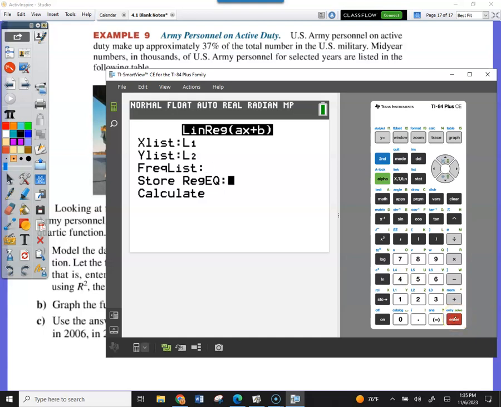Y'all, this should look familiar, right? Do y'all remember chapter 2? I think it was, and then it was never on the test because I took it off.